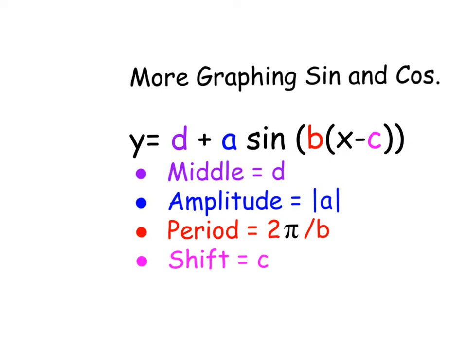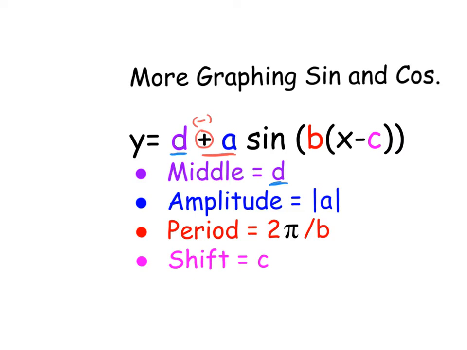Okay, now this is where we're really going to look at how the equation relates to the middle, the amplitude, the period, and the shift. So the first thing I want to do is go through this one thing at a time. I'm going to start with D. Whatever D is, that tells you where the middle of the graph is. Now, the amplitude, or A, is just going to be the absolute value of A. So it doesn't matter whether this is a plus or a minus, it won't change the amplitude at all because we're just doing an absolute value. So amplitude should never be negative.